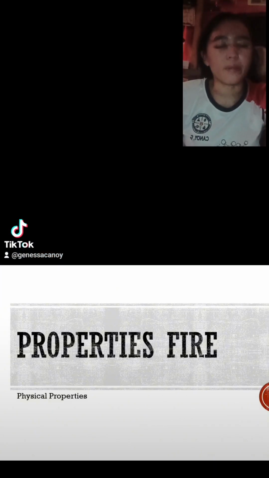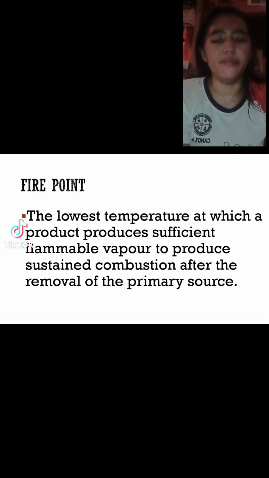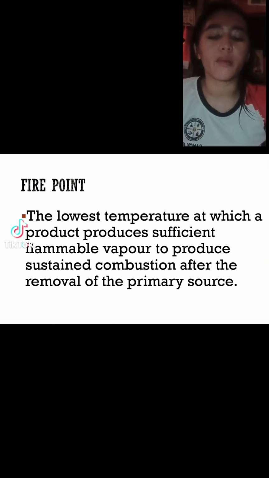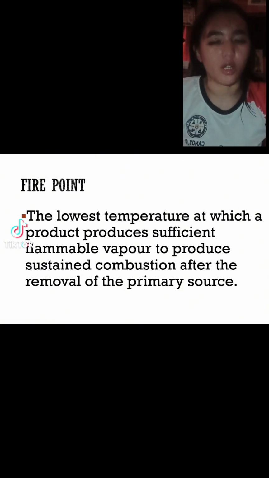So the first physical property of fire is fire point. Fire point is the lowest temperature at which a product produces sufficient flammable vapor to produce sustained combustion after the removal of the primary source.